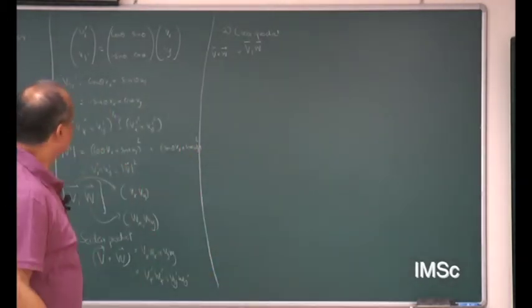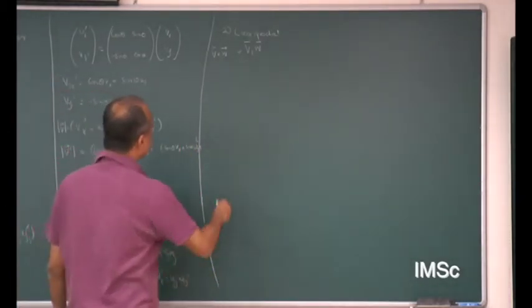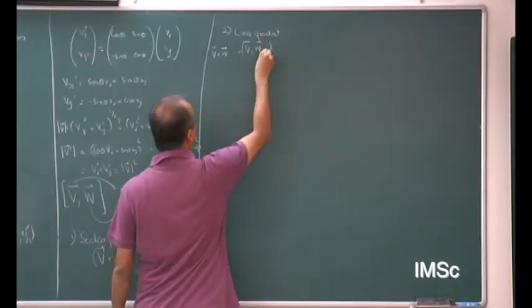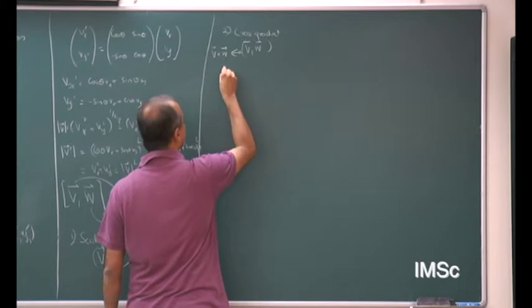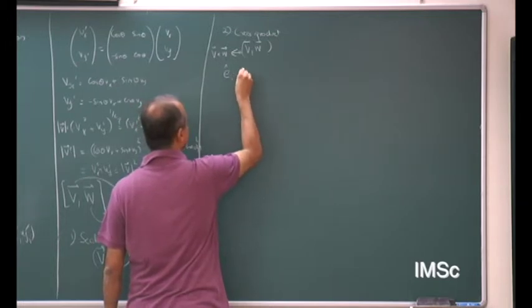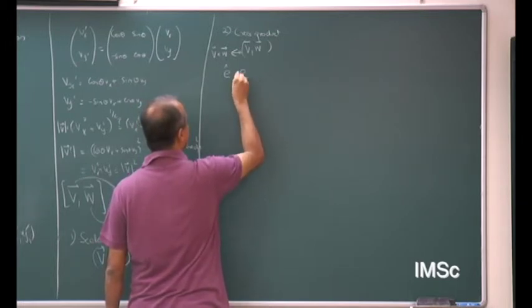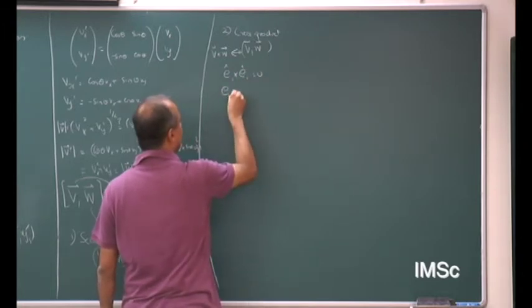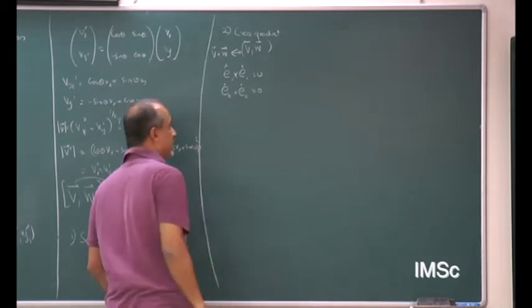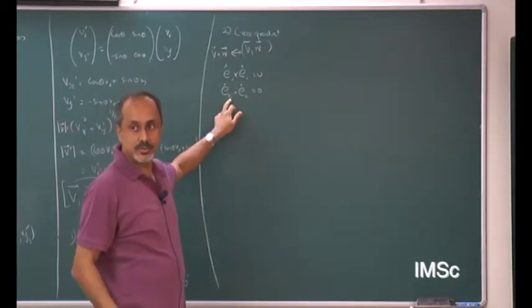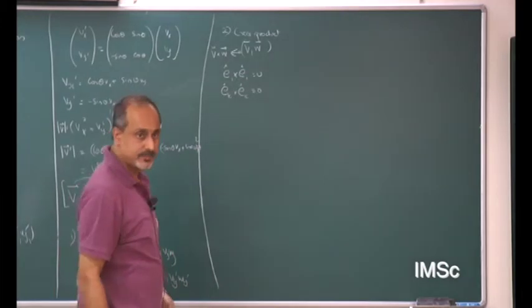In order to understand what V cross W is, we have to define the cross product of individual vectors. So E1 cross E1 is 0. In general, Ek cross Ek is always 0. If I have the same type, E1 cross E1, or E2 cross E2, E3 cross E3.